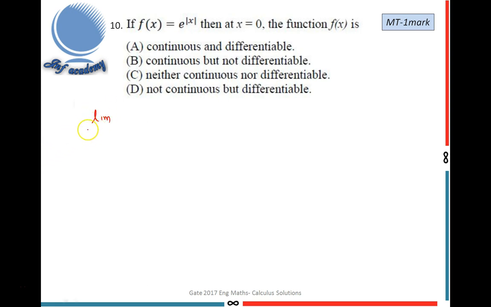So, I find the left hand limit at x equal to 0 and the right hand limit at x equal to 0. These two values are equal. This is also equal to f of 0. Then it is continuous. That means the limit exists at 0.